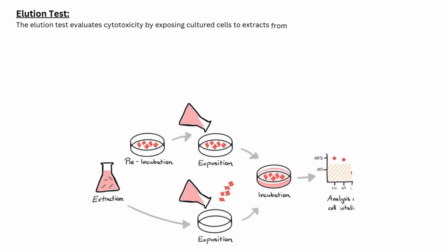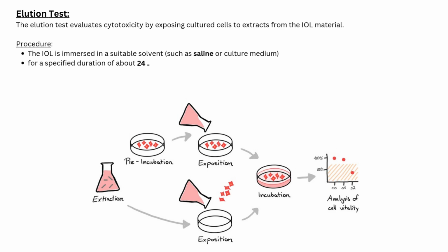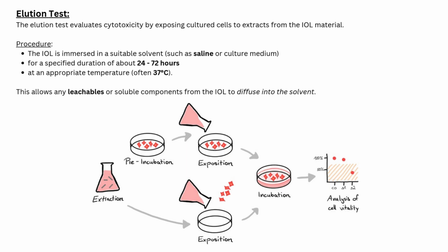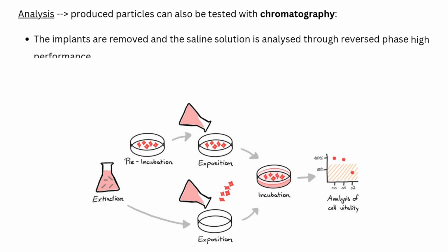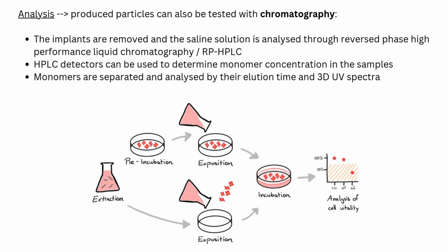The elution test involves immersing the IOL in a suitable solvent such as a saline solution for a specific duration of about 24 to 72 hours at an appropriate temperature of about 37 degrees Celsius. This allows any leachables or soluble components from the IOL to diffuse into the solvent. This setup simulates long-term exposure of many years of the implant to aqueous material. Any product particles can be tested using chromatography.